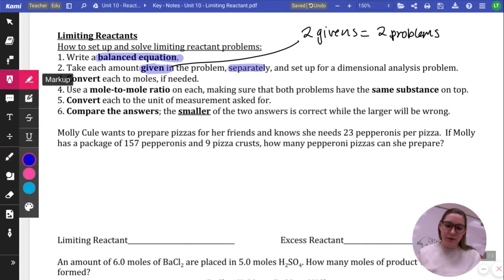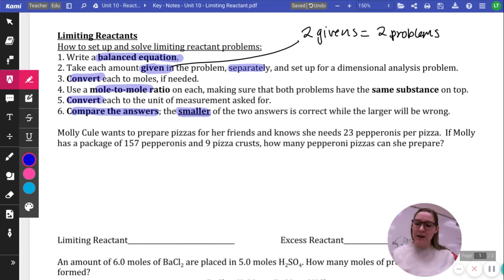Just like in the past, we'll convert to moles, use our mole-to-mole ratio, convert to what it's asked for. And then our last step that's a little different is we are going to compare our answers. And we always pick the smaller of the two answers. Basically, we're trying to figure out how much can we make if we're given this much. And so the smaller answer is always going to be correct.